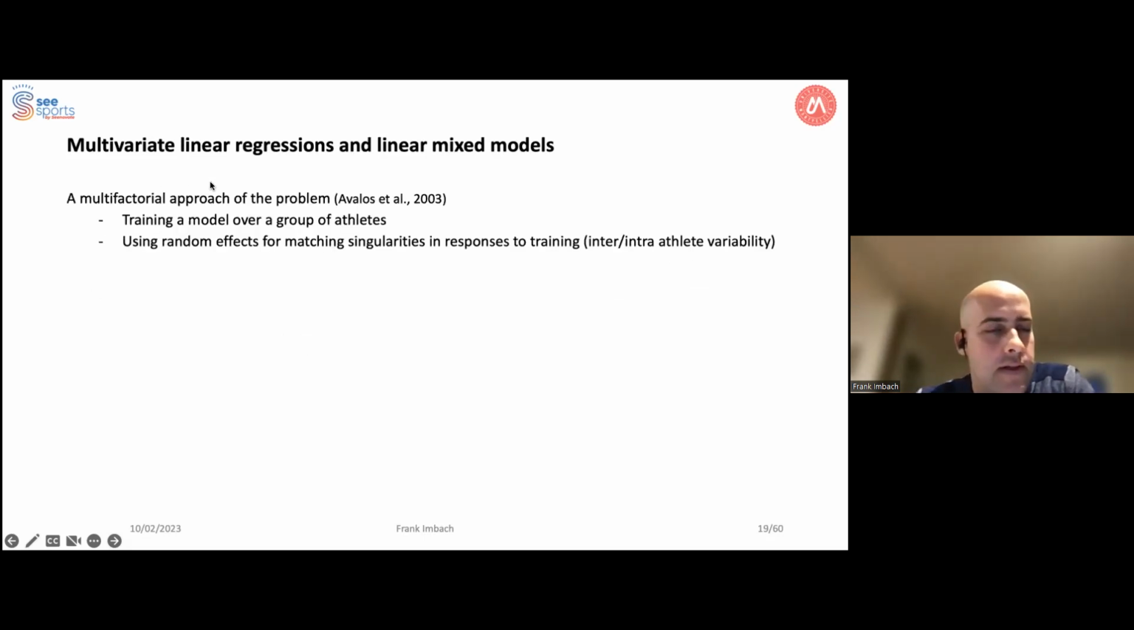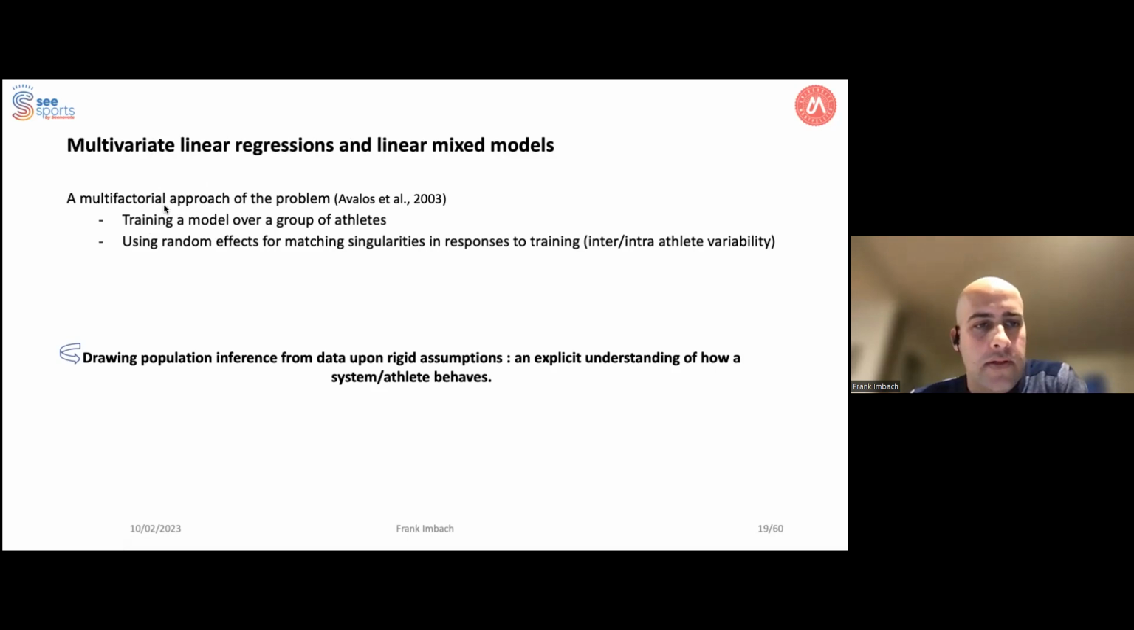A bit later, we have different approaches, which are more statistics oriented, with linear mixed models from Avalos and Philippe, which allow for training a model over a group of athletes, an entire population, and using random effects for matching singularities in response to training, we can consider inter- and intra-athlete variability.